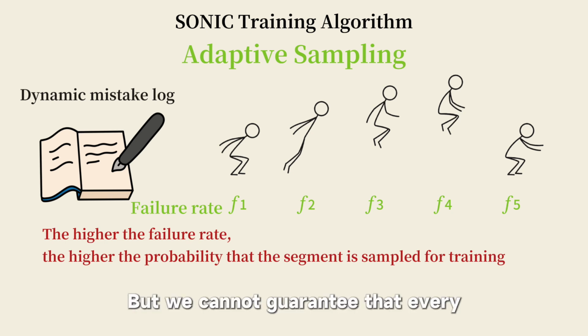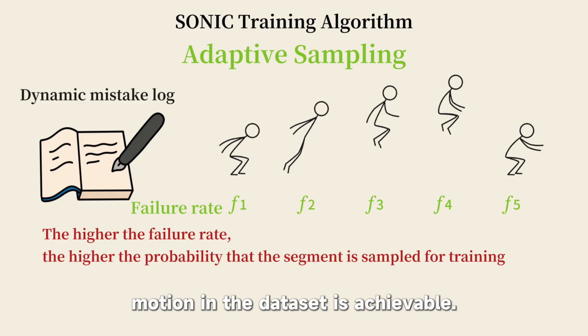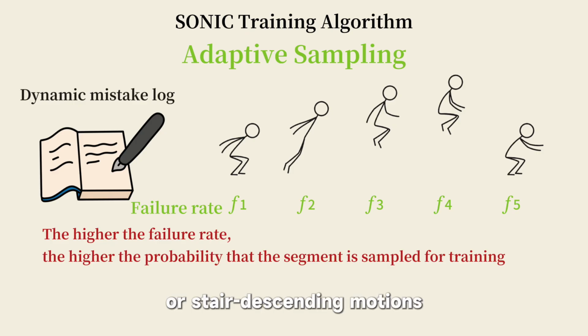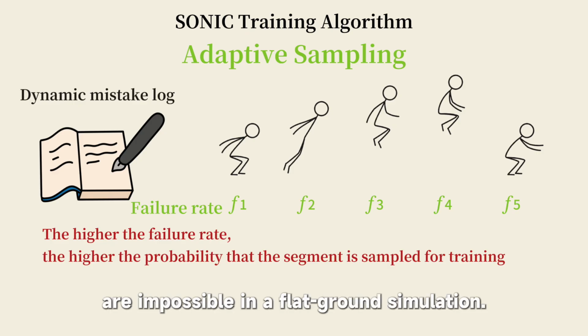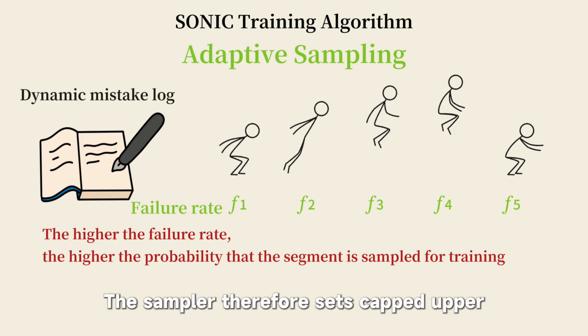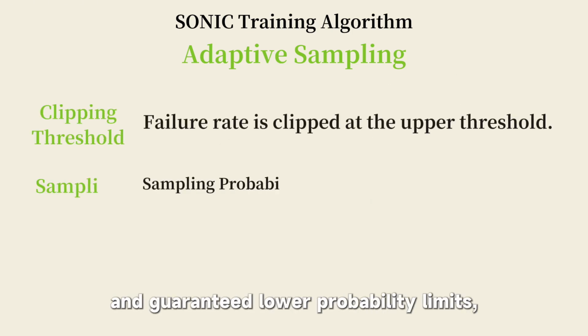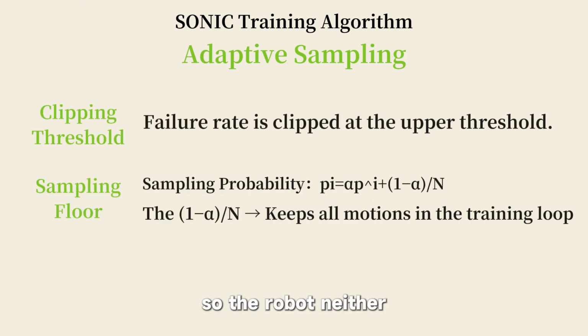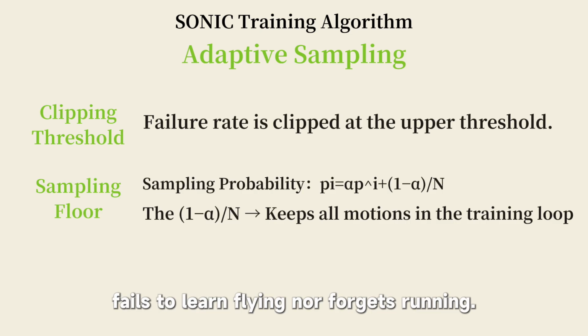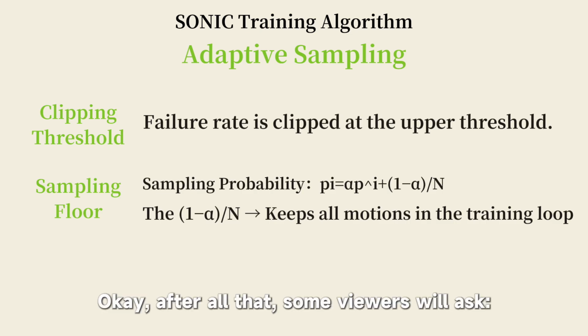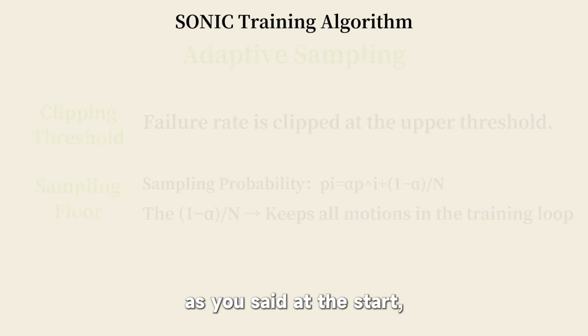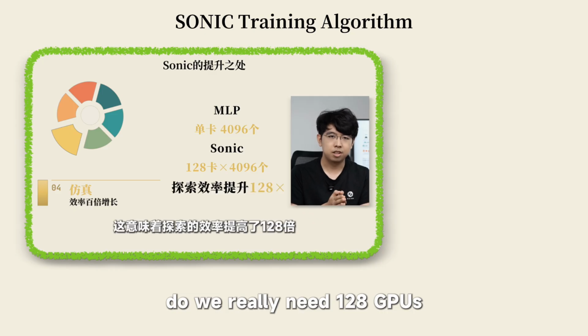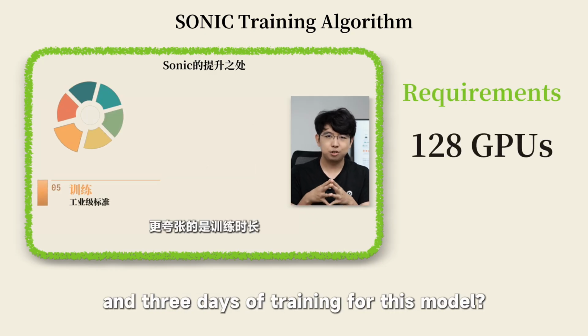But we cannot guarantee that every motion in the dataset is achievable. For example, stair climbing or stair descending motions are impossible in a flat ground simulation. The sampler therefore sets capped upper and guaranteed lower probability limits, so the robot neither fails to learn flying nor forgets running. Okay, after all that, some viewers will ask, as you said at the start, do we really need 128 GPUs in 3 days of training for this model?